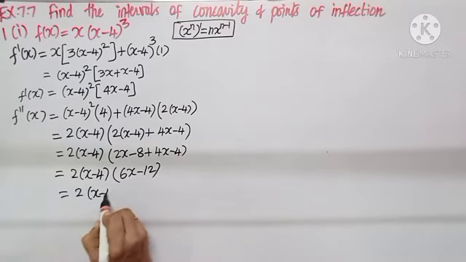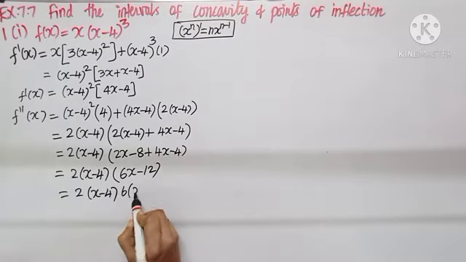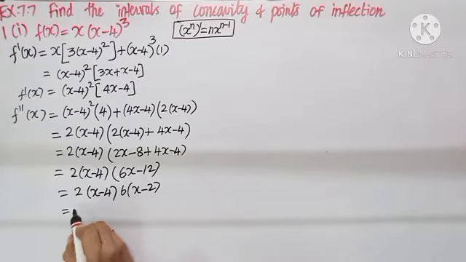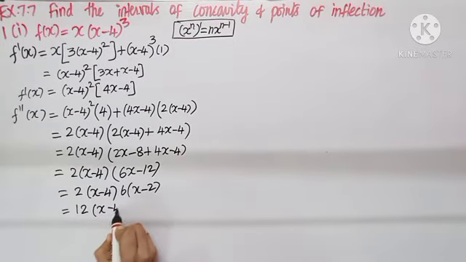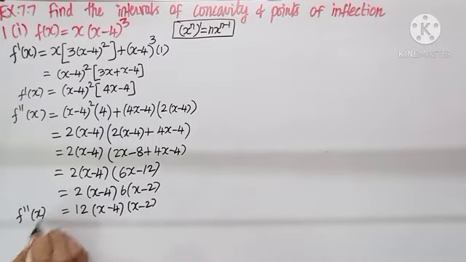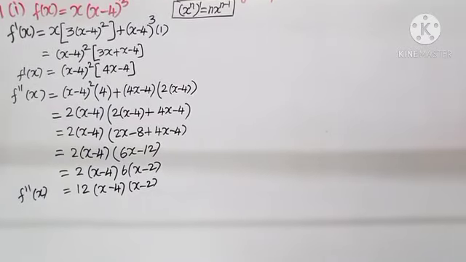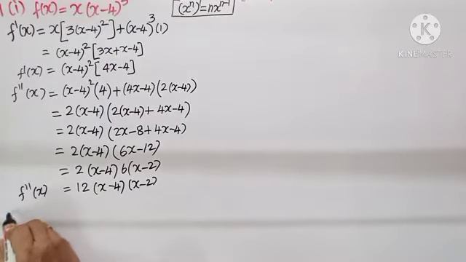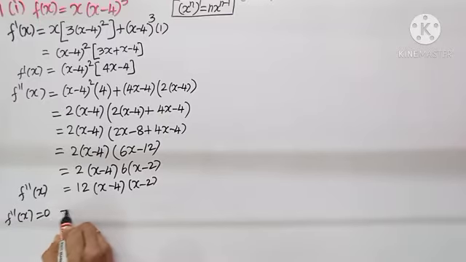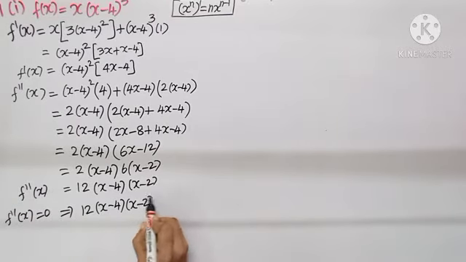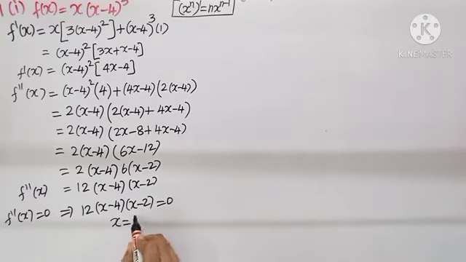2 into x minus 4 into 6, common x minus 2. So we are left with 2 into 6, that is 12 into x minus 4 into x minus 2. This is f double dash of x. Put f double dash of x equal to 0. We get 12 x minus 4 into x minus 2 equal to 0, or x is equal to 4 and 2.